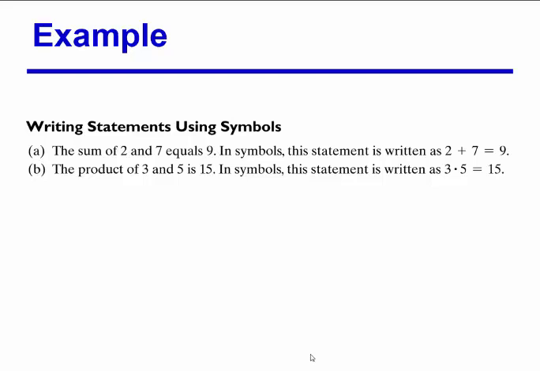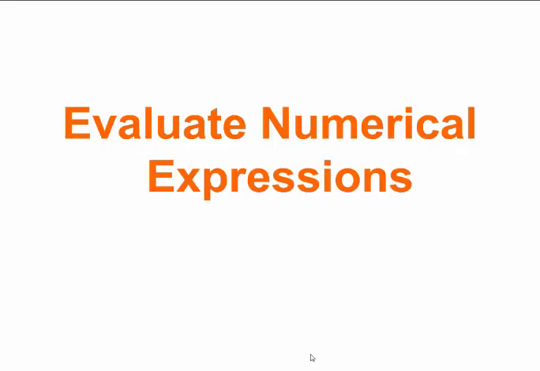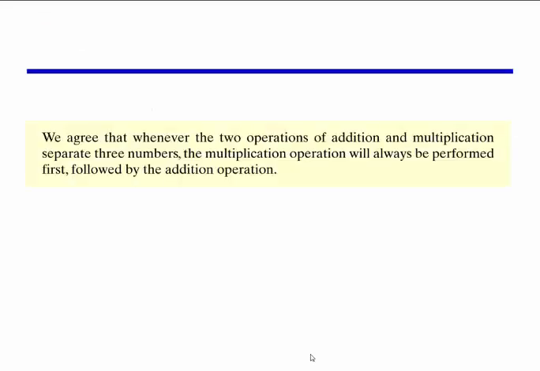Now, writing statements using symbols. The sum of 2 and 7 equals 9. In symbols, this is going to be written as 2 plus 7 is equal to 9. The product of 3 and 5 is 15. Is always the equal. So in symbols, it's just 3 times 5 is equal to 15. So we're going to evaluate numerical expressions.